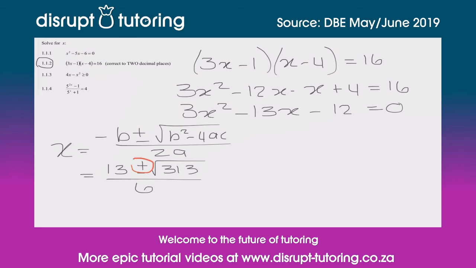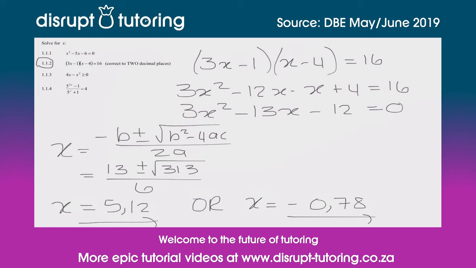Right, so where do the two options for x come from? Well, one of them is going to be the plus, and the other one is going to be the minus. And when we solve that, we're going to find that x is equal to either 5.12 or x is going to be equal to -0.78. And those are the two answers correct to 2 decimal places that the marker is looking to find.